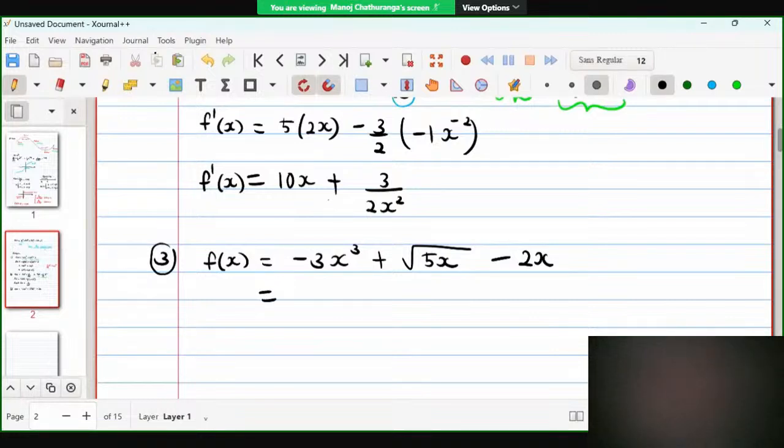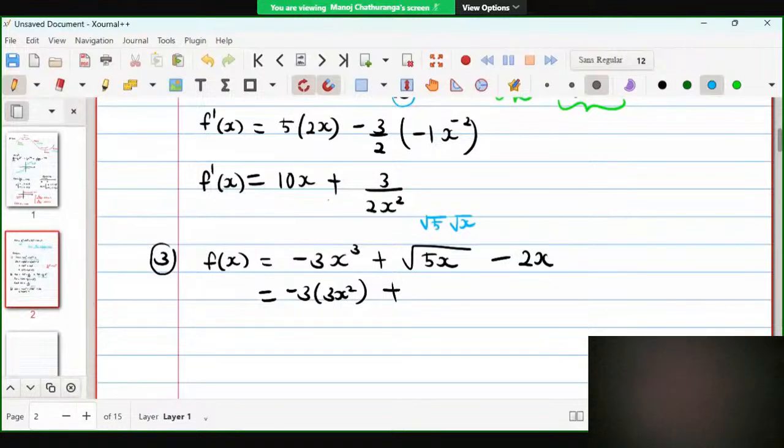So let's take the first term. Let's keep minus 3 in front, differentiate x to the third power. When I do that, I bring 3 to the front, so 3x squared. Plus, now for this term, you can think of it as square root 5 times square root x. In that way it will be easier to work with this term.